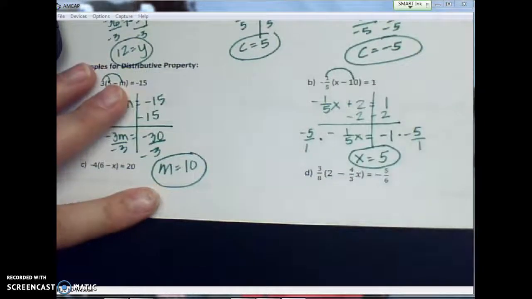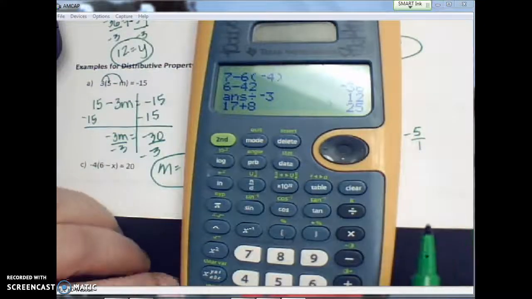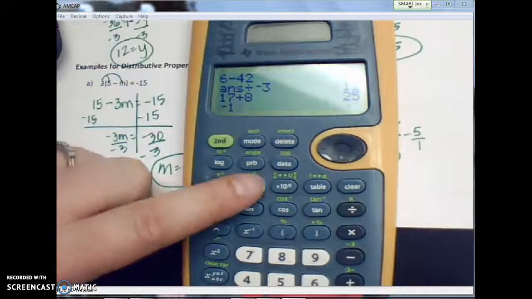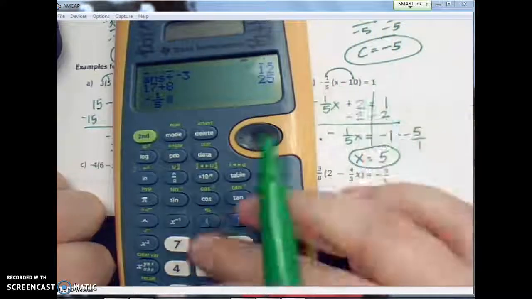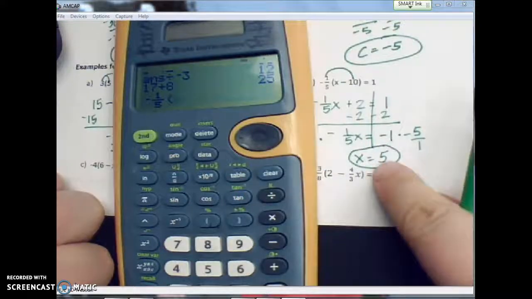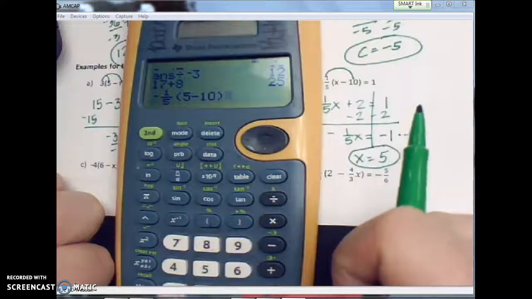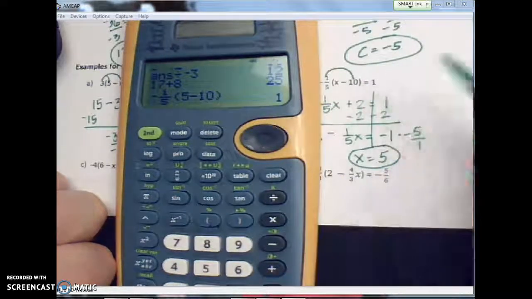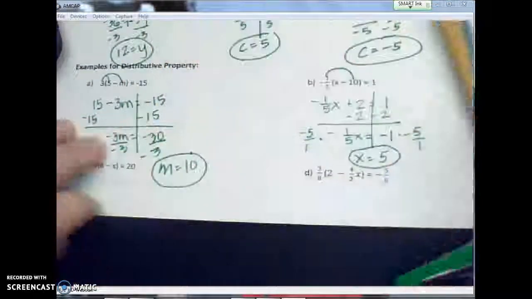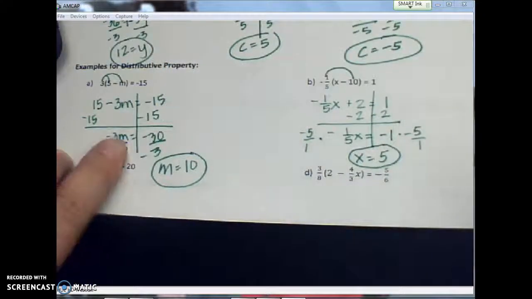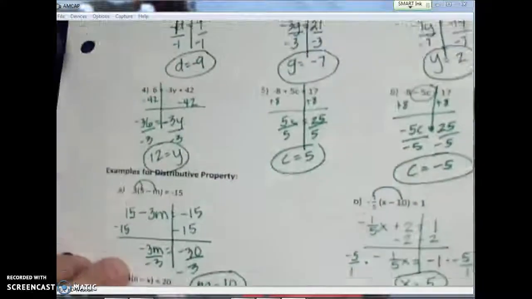So if I were to type that in my calculator to check it, here's what it's going to look like. We're going to type in a negative 1/5. And then we're going to put in our parentheses, just like we have here. X is 5, so we have 5 minus 10, end parenthesis, and hit enter. And we get an answer of 1, so I know my answer is correct. You're going to want to always check those answers by typing it in the calculator. If there's parentheses in that original equation, make sure you use parentheses.